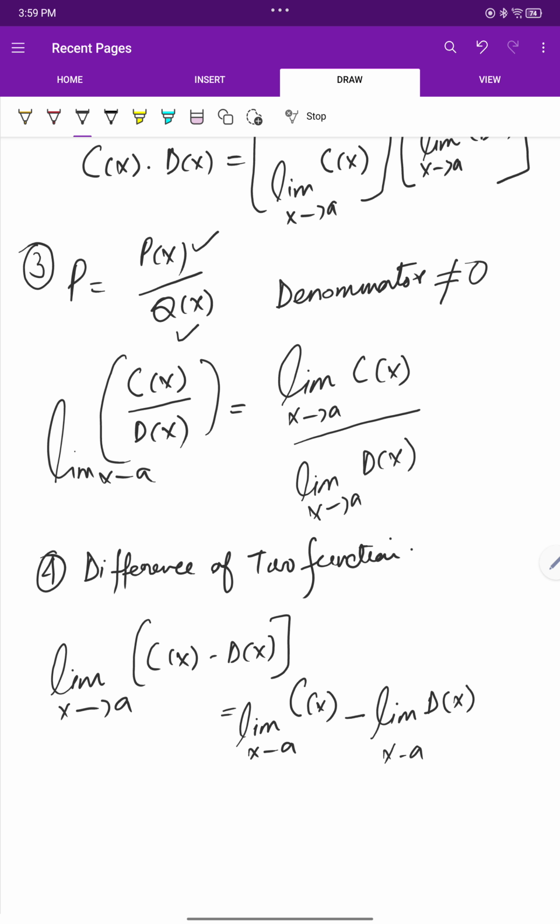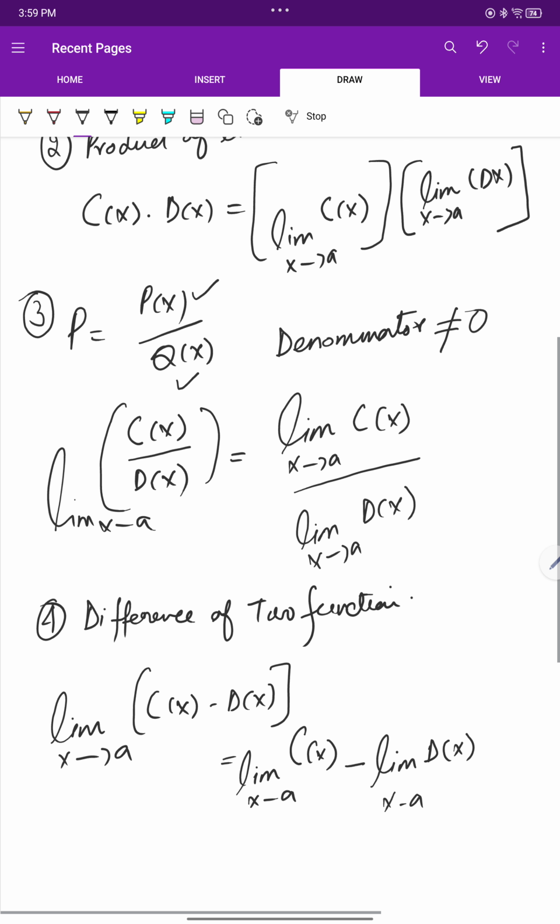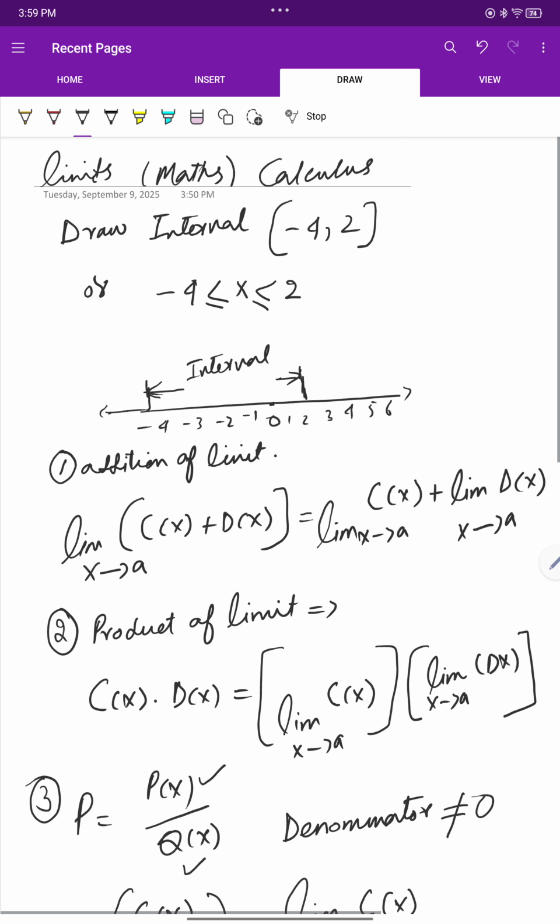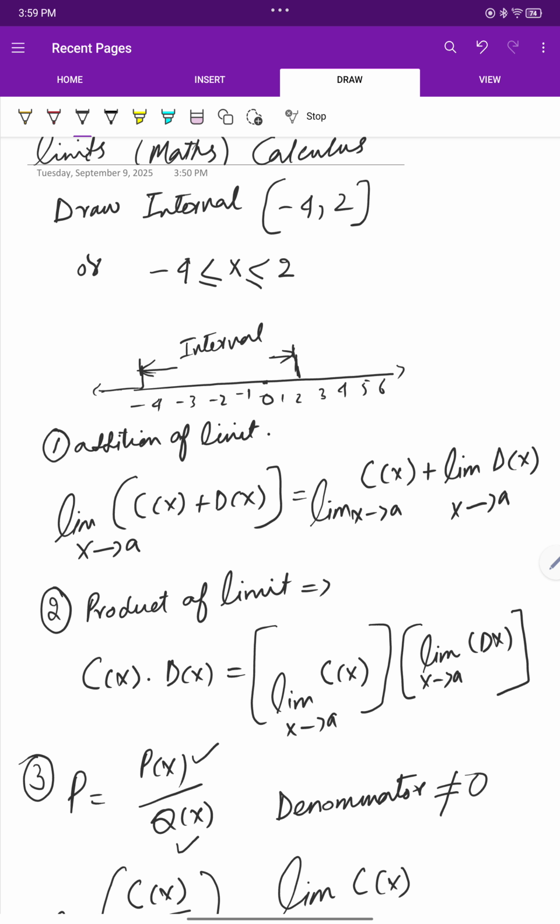So these are the four types, and also the interval. I told you about the interval in the last video also. So this is the interval. If, let's say, here it is minus 4 is less than x, and x is less than 2, so these 4 and 2 are not included. Your interval will start from 3 and will close on 1. This is very important.